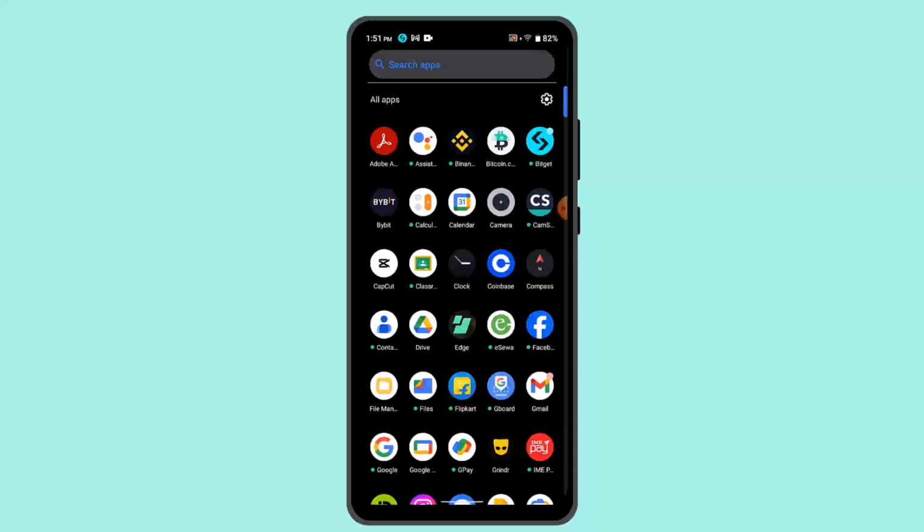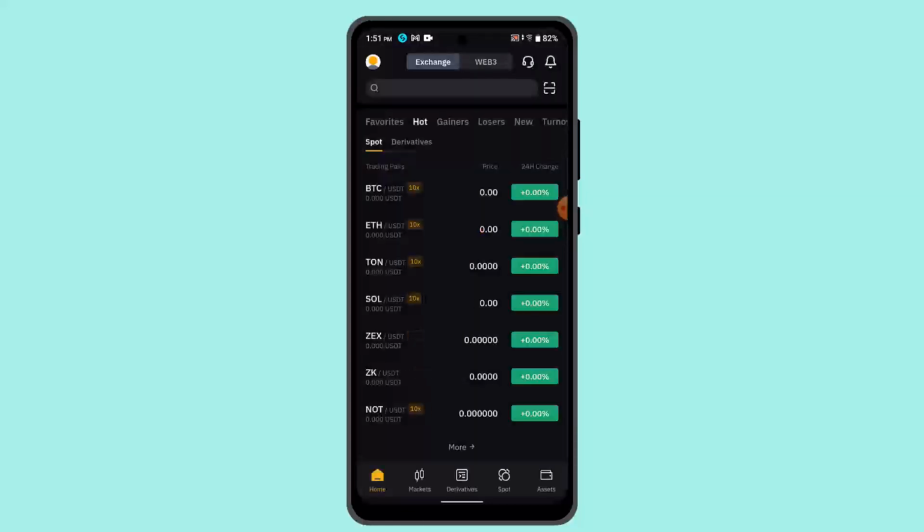First of all, you need to go and log into your Bybit account. When you're logged into your Bybit account, that is going to take you to the home page. Now from the home page, you need to go ahead and select the trading pair you wish to trade with. So I'm going to go with Bitcoin, or BTC.